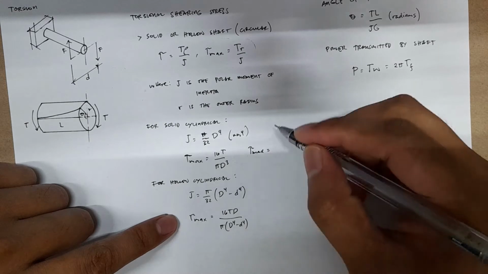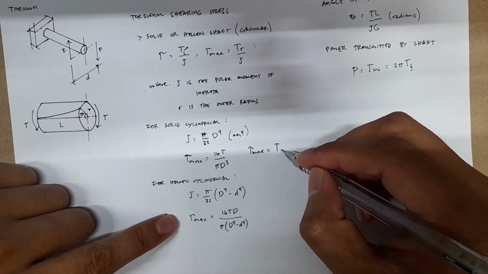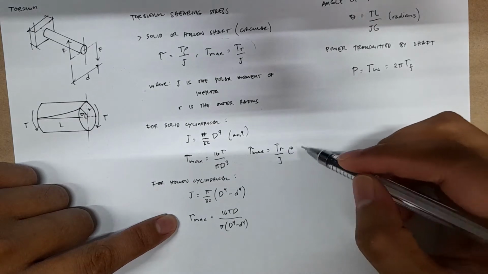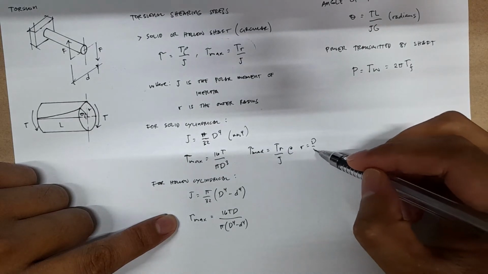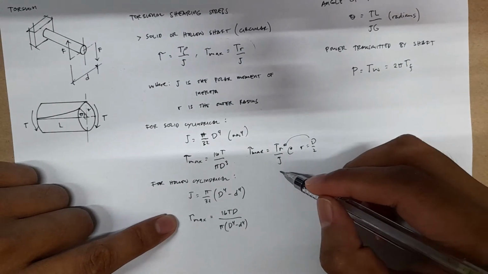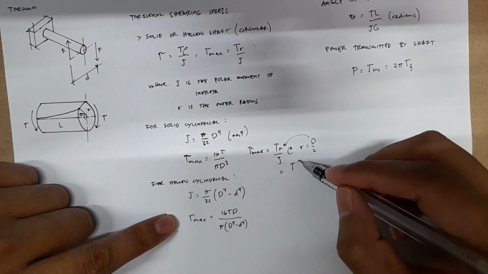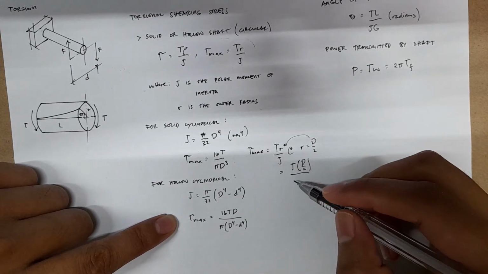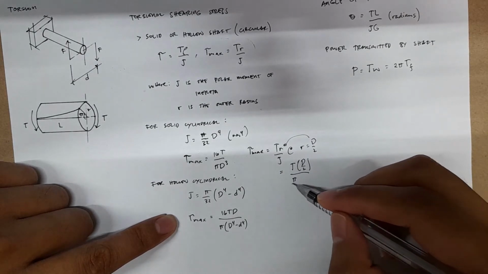But if you forget this one, just know that stress max is equal to torque times radius over J. Of course, you know that the radius is just equal to d over 2. Then you just have to substitute that here, so this will become d over 2, and then you have the J, which is pi over 32 d to the fourth.